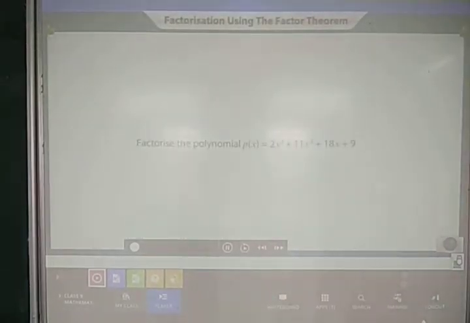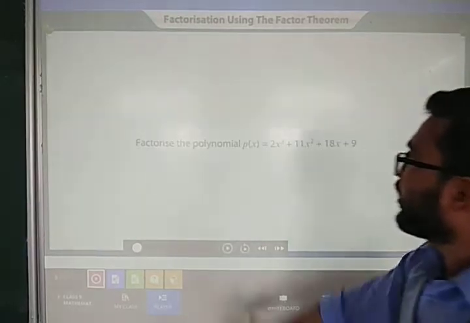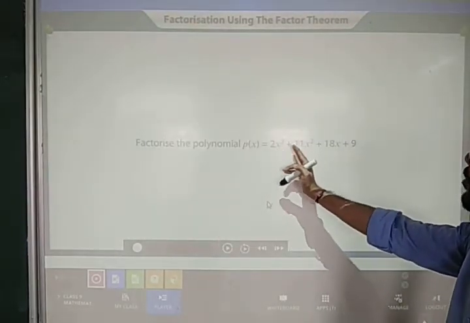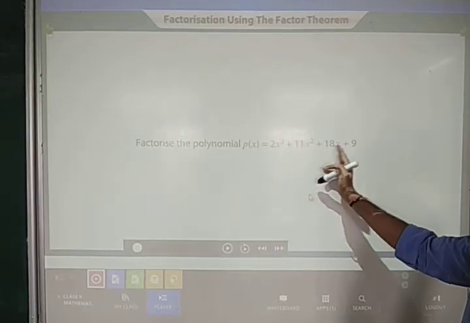Let us factorize the polynomial p of x equals 2x cubed plus 11x squared plus 18x plus 9 by using the factor theorem.